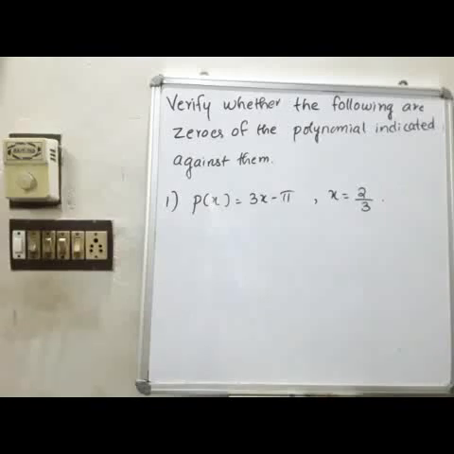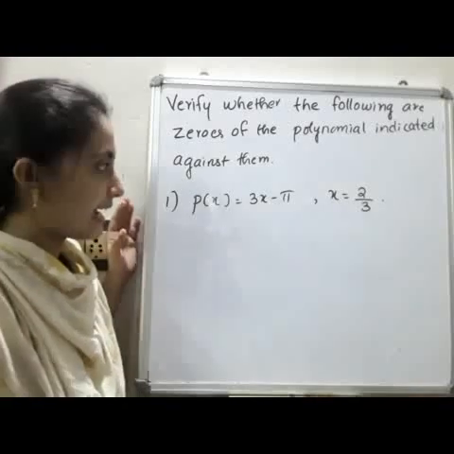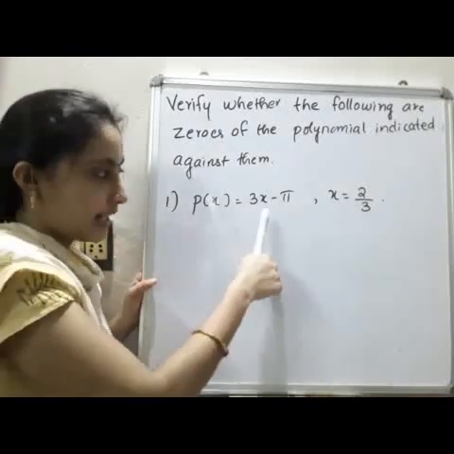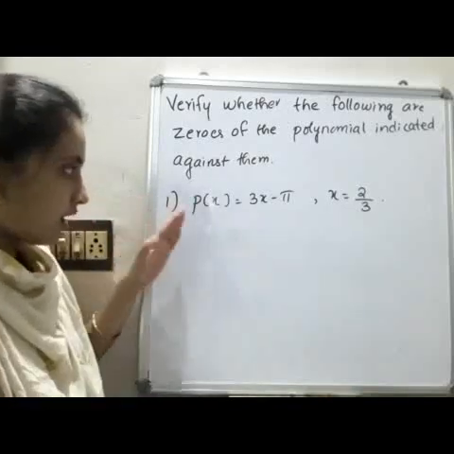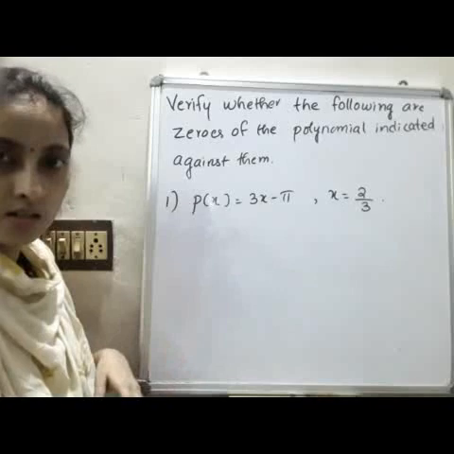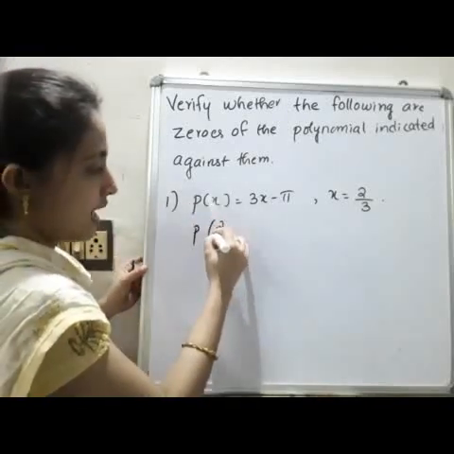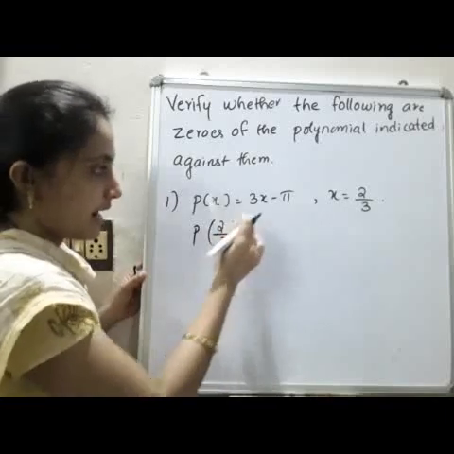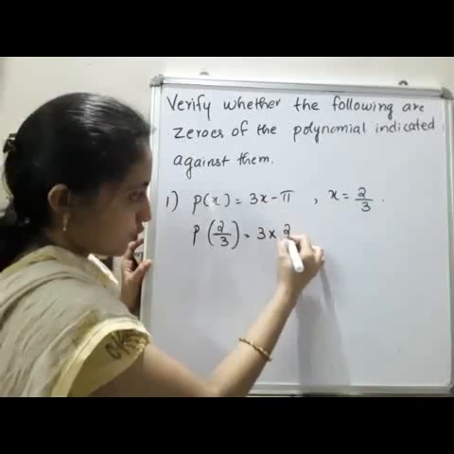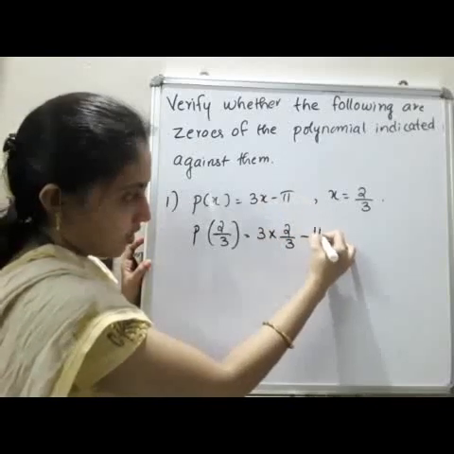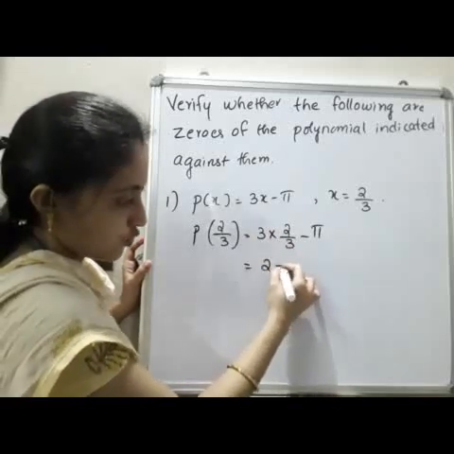Next question is: verify whether the following are the zeros of the polynomial indicated. That is, p of x is equal to 3x minus 5 at x is equal to 2 by 3. What do you have to find? P of 2 by 3. Replace x by 2 by 3. That is 3 into 2 by 3 minus 5, where 5 is a constant. That is equal to, 3 and 3 cancel, so remaining is 2. 2 minus 5.